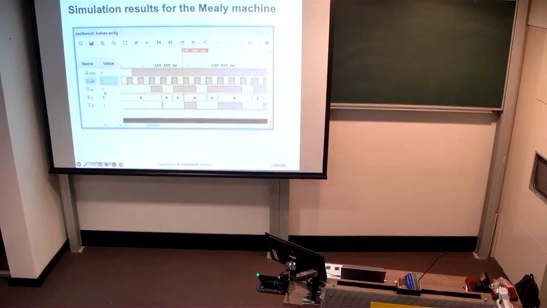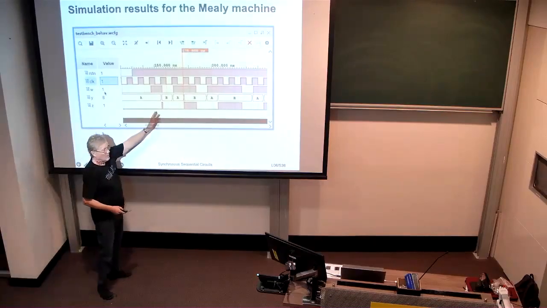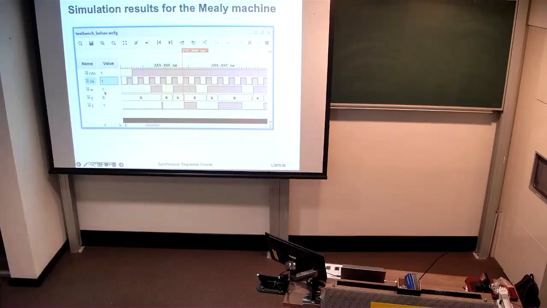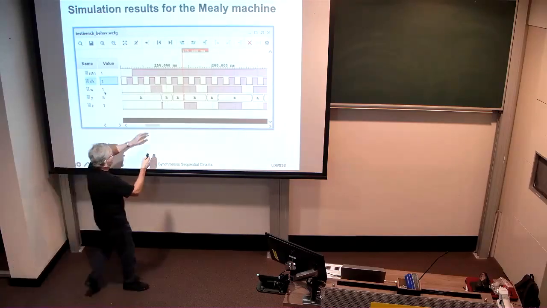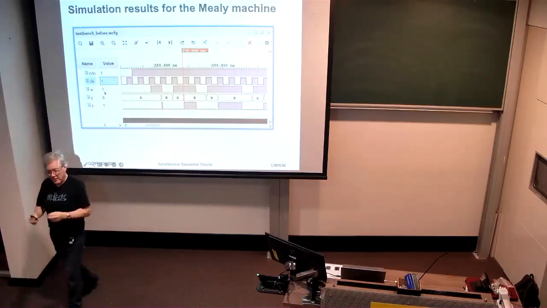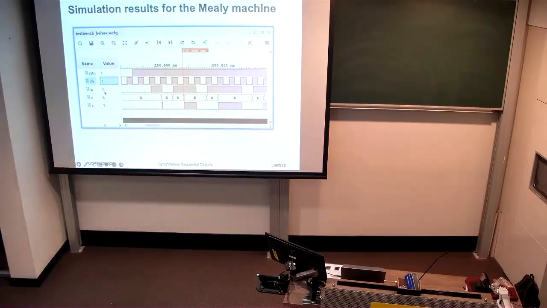Why does it glitch here? Well, recall that our design says if state is B and the input W is 1, then Z is 1. And here we've entered state B, and for a very short period of time, W is still 1. And so for that period of time, Z has to be 1. But as soon as W goes to 0, Z becomes 0 again. Does that make sense? Okay. All right.